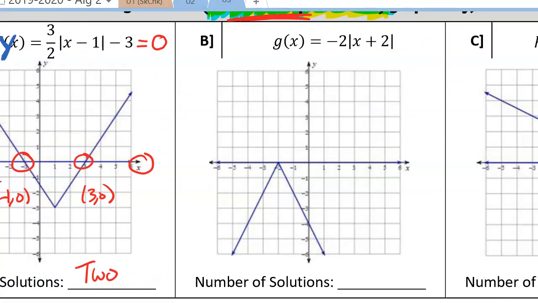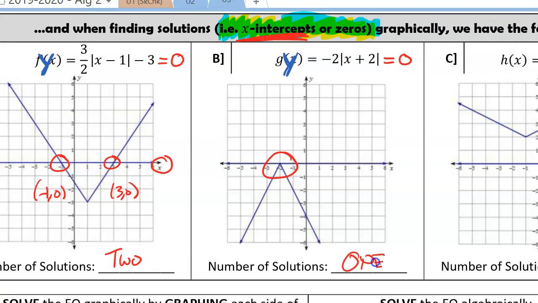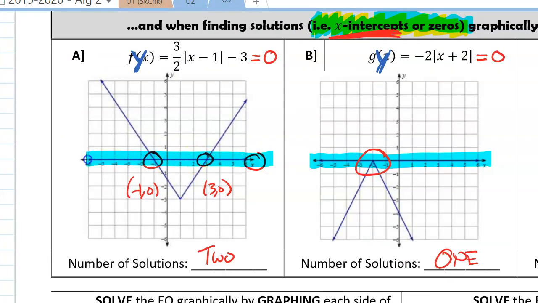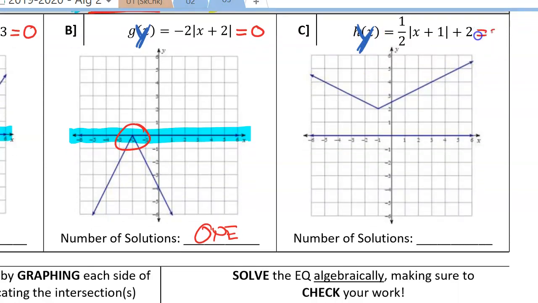If we looked at a different absolute value graph, same idea. Where does y equal -2 absolute value of x plus 2? Where does that equal 0? Where is that an x-intercept? We see that it occurs at 1 location. That intersection between the x-axis and the graph is only once, as opposed to here where we had it at 2 locations. And lastly, if we were looking for where does this function y equals 1/2 absolute value of x plus 1 plus 2 equal 0, we see that it does not intersect the x-axis at all, giving us no solutions.